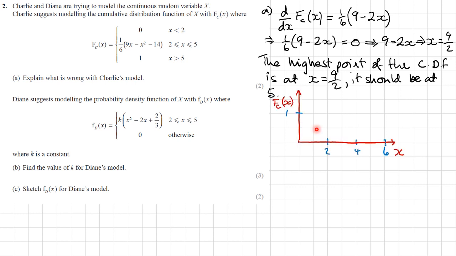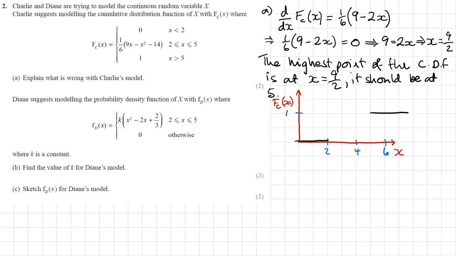So here's my coordinate grid. For x less than 2, the CDF is 0, so we're going to have a line going along here. And then we've got this quadratic, so it's increasing. And let's do the bit where x is greater than 5. So the CDF is 1. So it's going to be here.